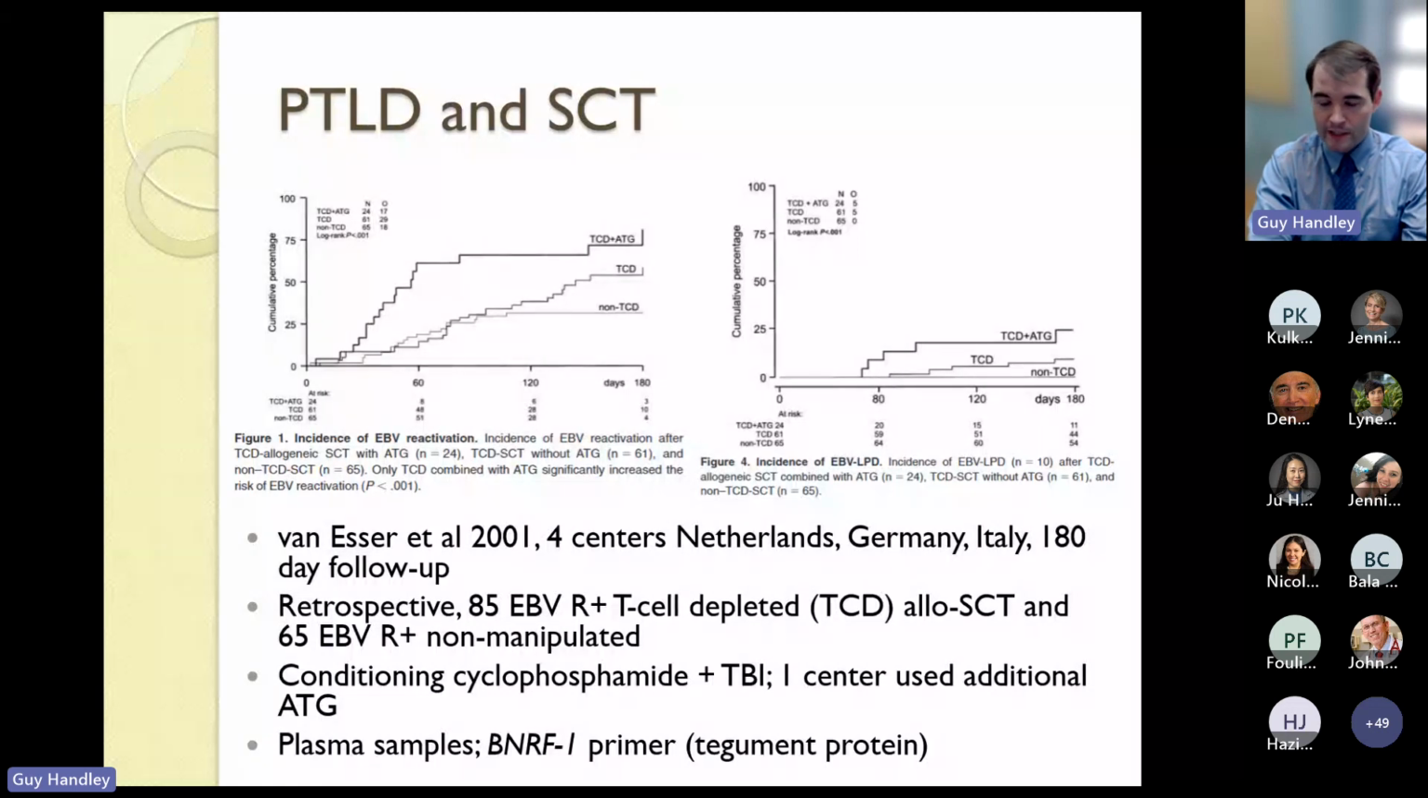EBV reactivation, or just detection of EBV DNA. Like I was saying, it's not reactivation in the sense of lytic virus, but the terminology persists in the literature still. It's really the episomes and unencapsulated DNA. It occurs in up to 75% of patients with T cell depletion and ATG. But it's important to note, it's still only a minority of those patients that go on to develop PTLD. And so that really has to come into play when we're deciding who to treat or not, that only a minority are going to develop it.